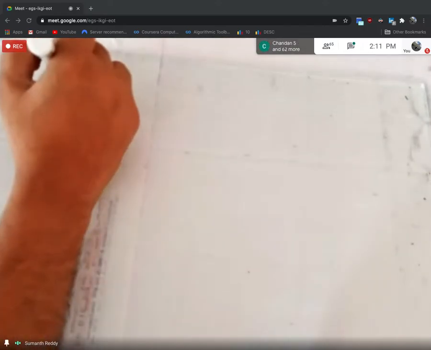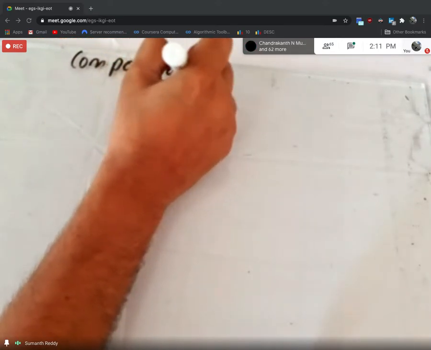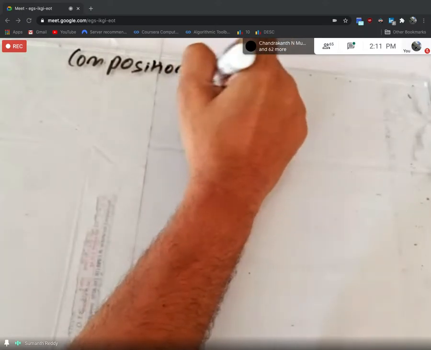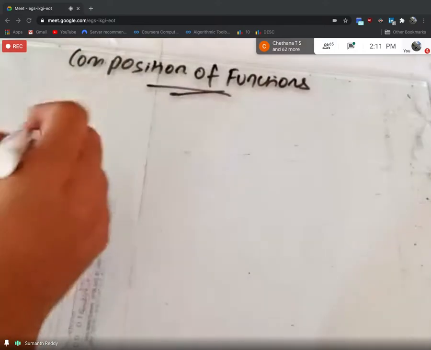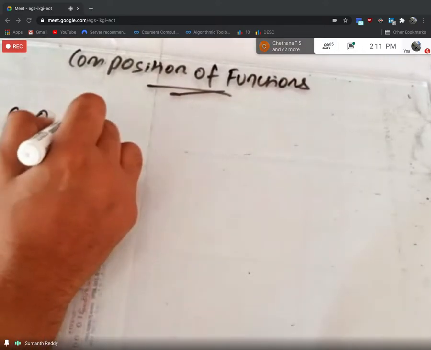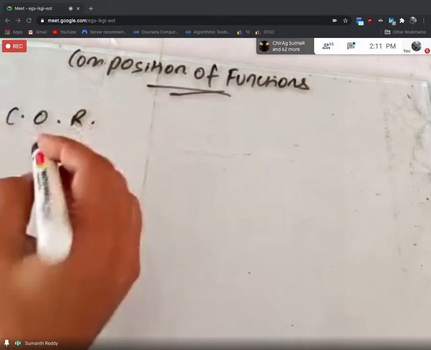Before I start with the composition of functions, let me just give you the revision of what is a composition of relations. So the topic is composition of functions, but first I will teach you what is a composition of relations. This topic we have already discussed with respect to the arrow diagram, right?